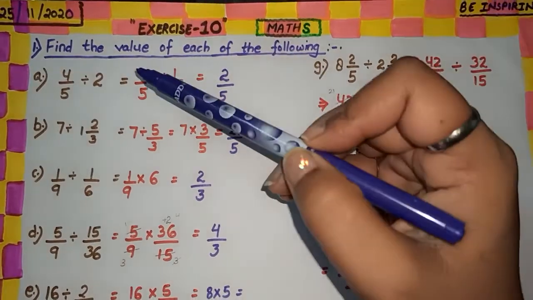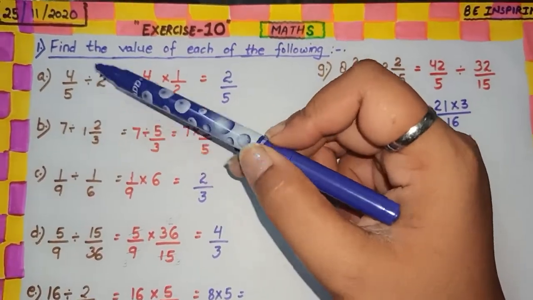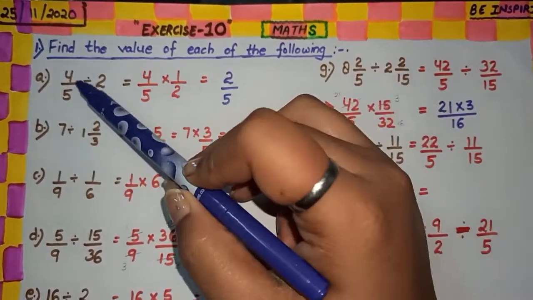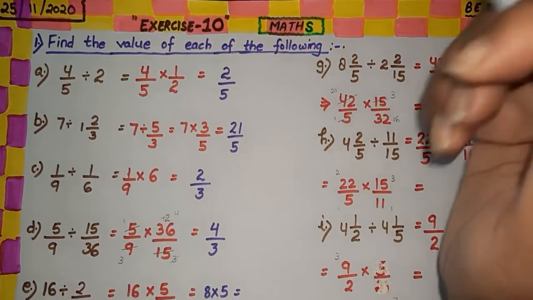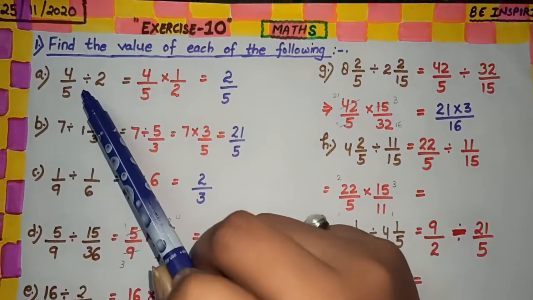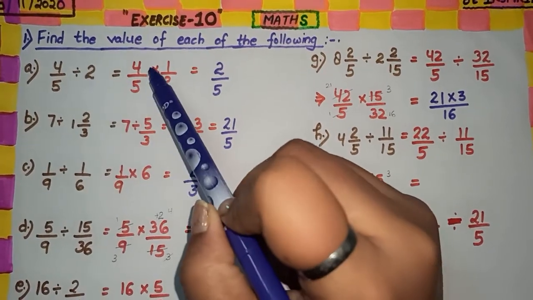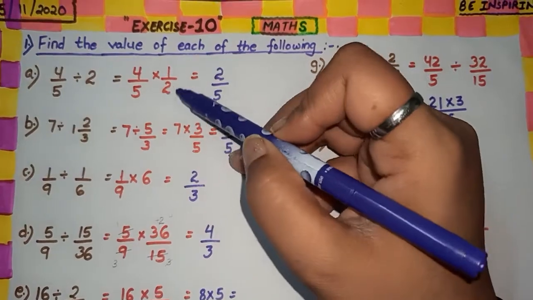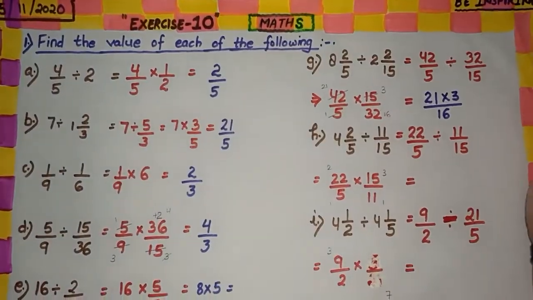Now when we have reciprocated the second fraction or whole number, we need to change the sign. Okay, we need to change the sign. It means as we have a division sign over here, we will mark a multiplication sign over here after reciprocating the whole number or the fraction.